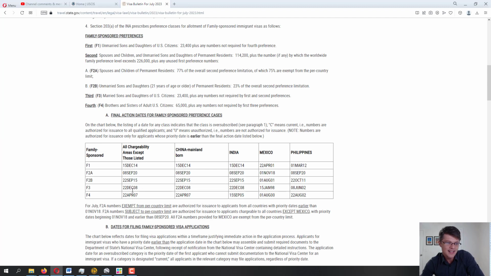December 2008 and June, my math is horrible. I'm sorry about that. But as of right now, as of July 2023, people in the F3 category with priority dates around December 2008 are just now having their immigrant visas become available.